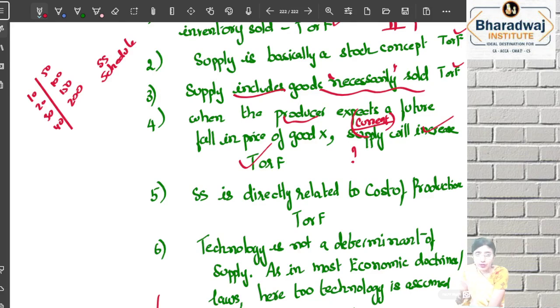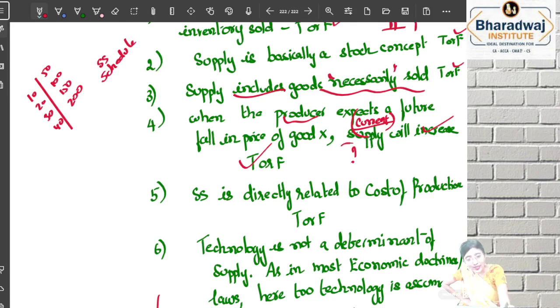Why complicate it here? Think from the producer's angle itself. Why are you traveling to the consumer and coming back? If the prices are going to fall in future, so basically he will stop producing it, because he won't have any incentive.